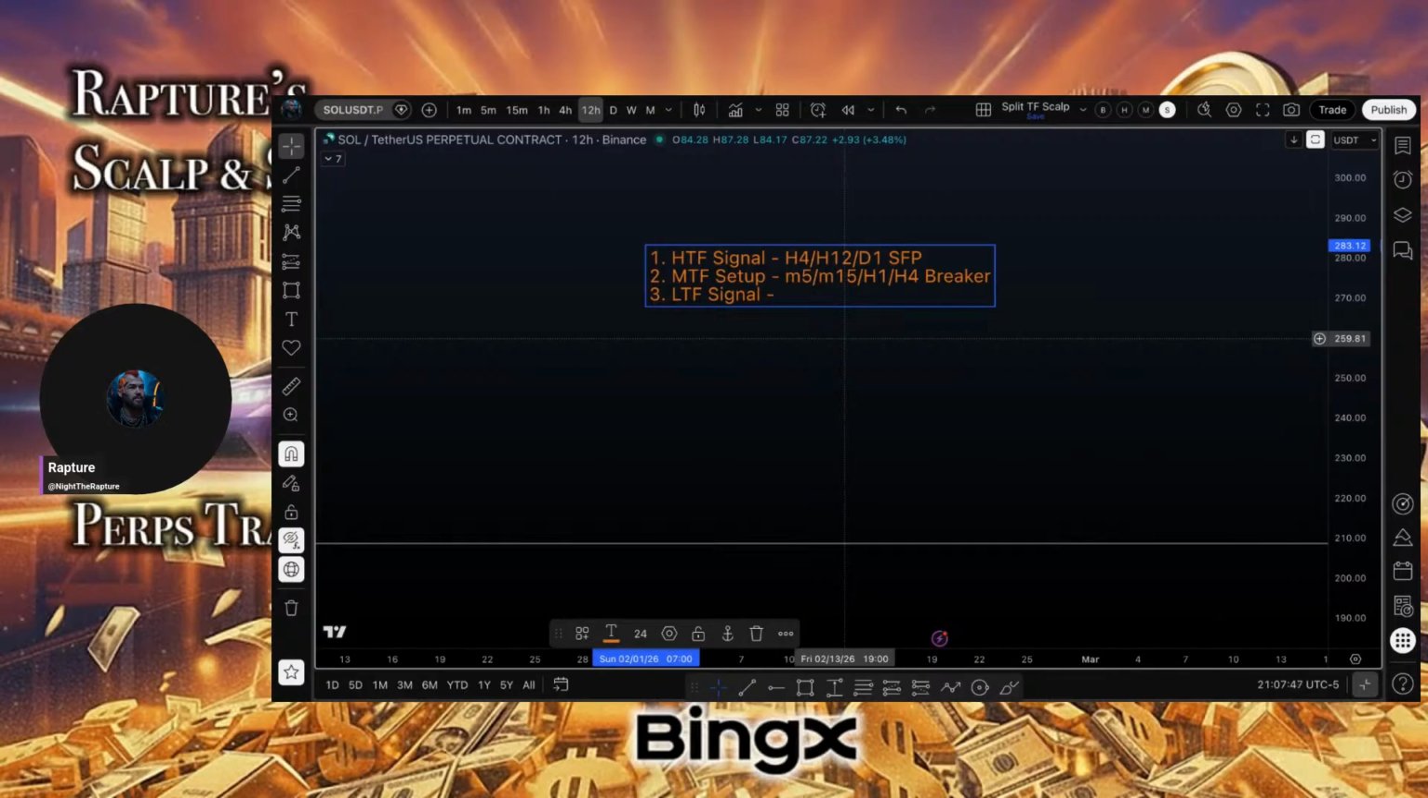sorry, no, might be an M1, M5, M15, H1 SFP within that setup. There's various ways of getting on board. It may be price tagging a moving average, a low time frame moving average within your mid time frame setup.